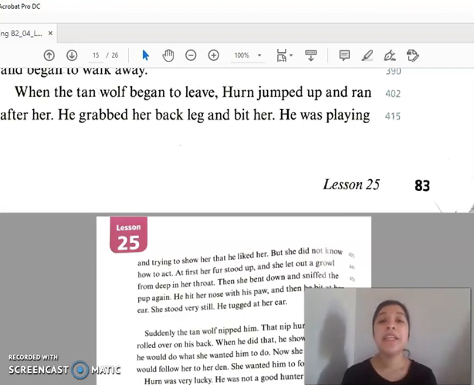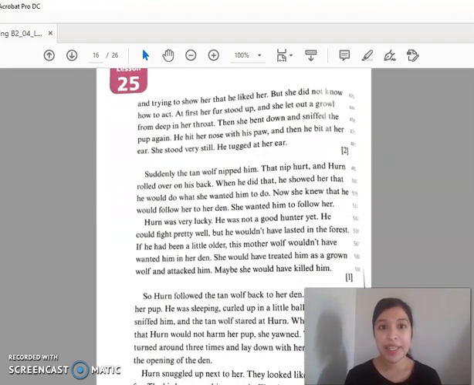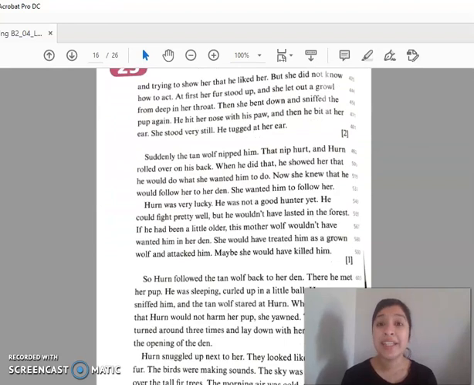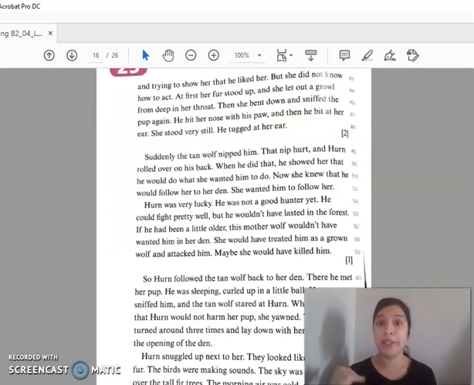When the tan wolf began to leave, Hearn jumped up and ran after her. He grabbed her back leg and bit her. He was playing. Next page, guys. And trying to show her that he liked her, but she did not know how to act. At first, her fur stood up and she let out a growl from deep in her throat. Then she bent down and sniffed the pup again.